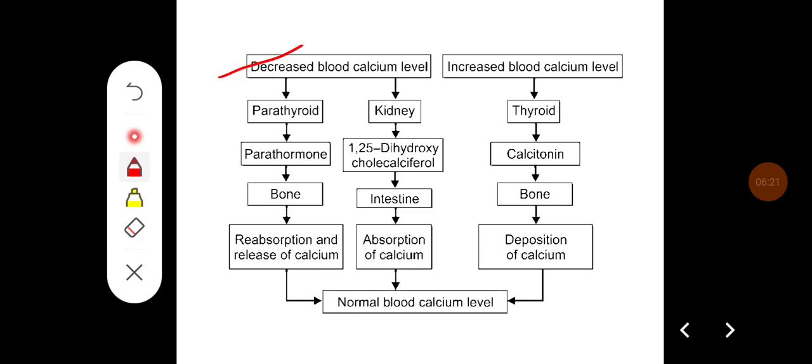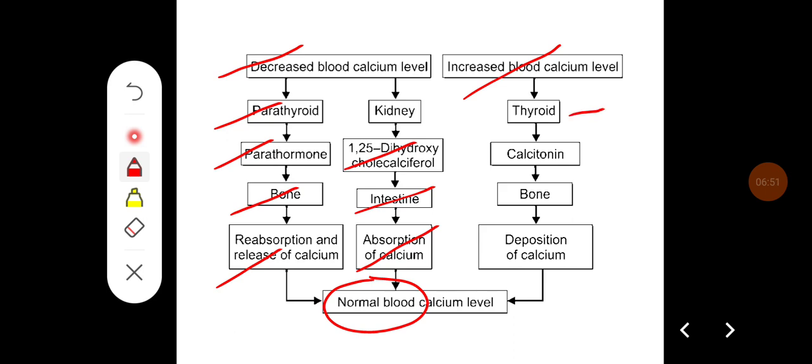When serum blood calcium reduces, it stimulates the parathyroid to produce parathormone, which causes resorption of bone and release of calcium. And the kidney is stimulated and it produces 1,25-dihydroxycholecalciferol, and also in the intestine it increases the absorption of calcium, thus the blood calcium comes to normal. When there is increased calcium level, there will be stimulation of the thyroid gland. Parafollicular cells produce calcitonin, which acts on bone, causes deposition of the calcium and reduces the calcium level.